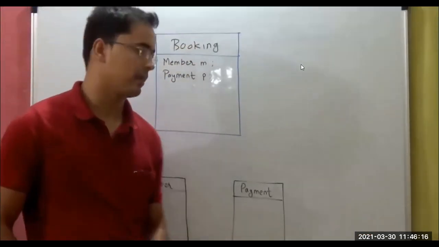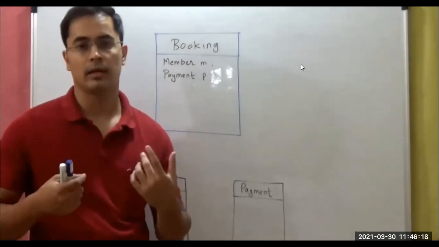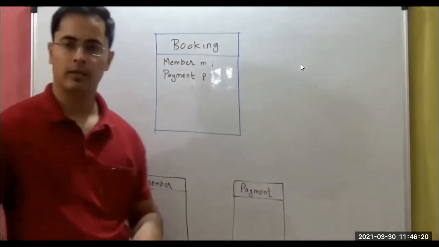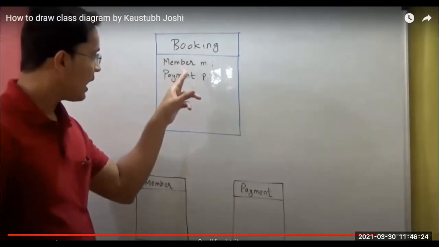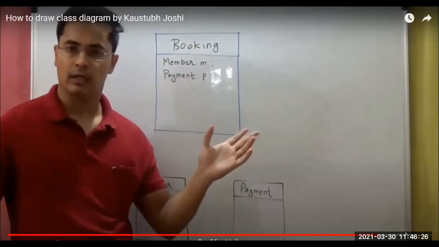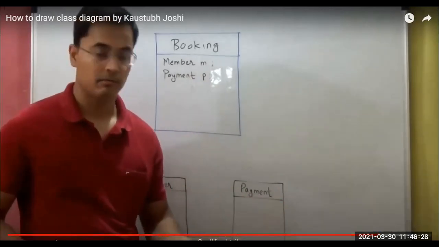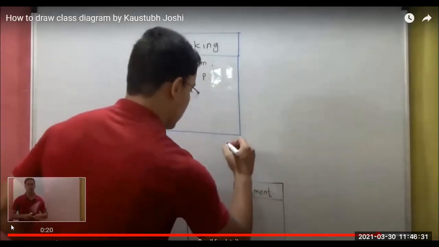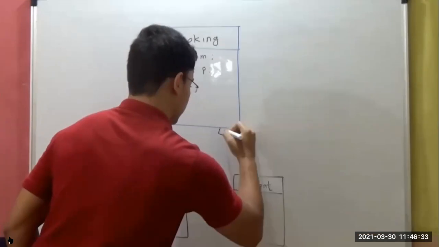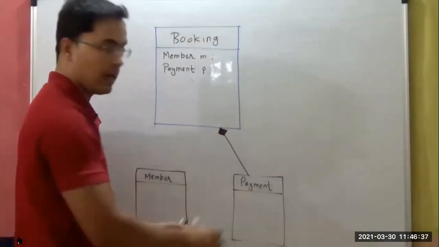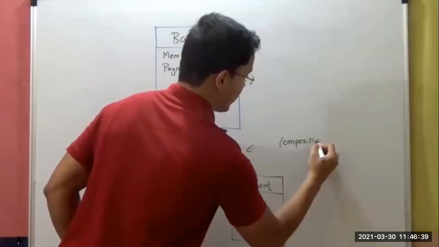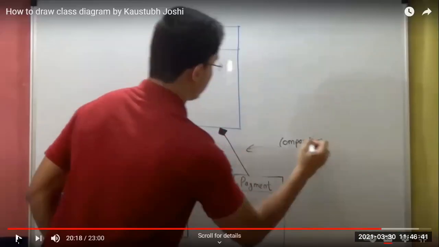But there is a slight difference. We delete this booking instance. Whatever booking object we had created, we delete that booking instance. So with that, the contained payment object will also be deleted because it is a composition relationship. So there is this filled diamond. Booking and payment have a composition relationship.